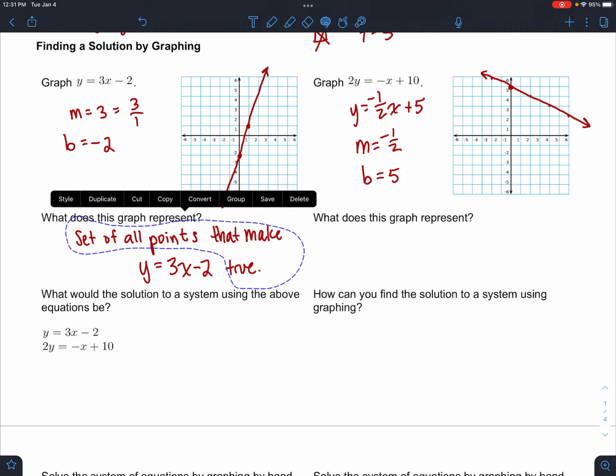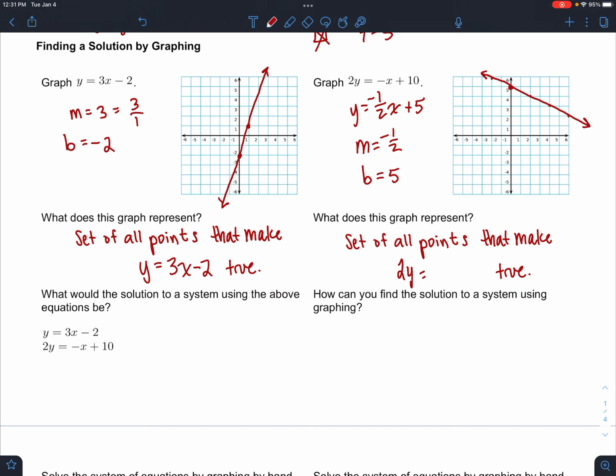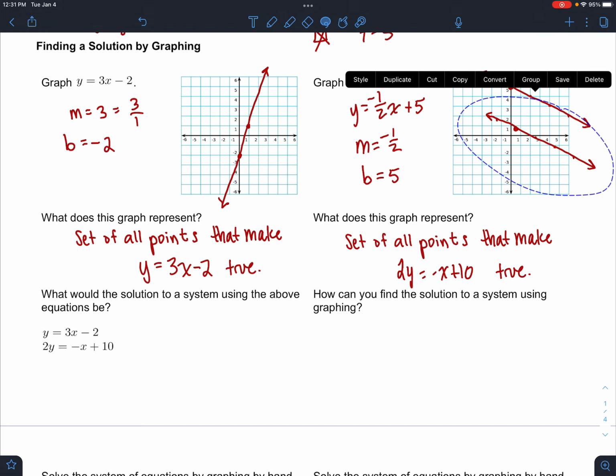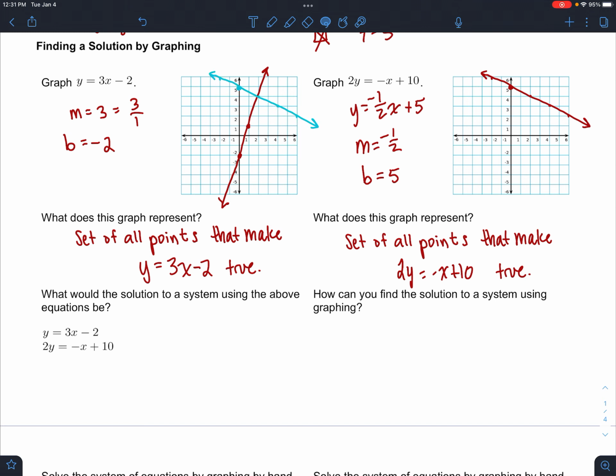To be honest with you, the answer to this one is just the same thing, except now we have a different equation. Now it's asking, what if we consider both of these together at the same time? Just for the sake of showing this, I'm going to go ahead and make a blue copy, and overlay it on the same graph. So it's asking, what would the solution to a system look like?